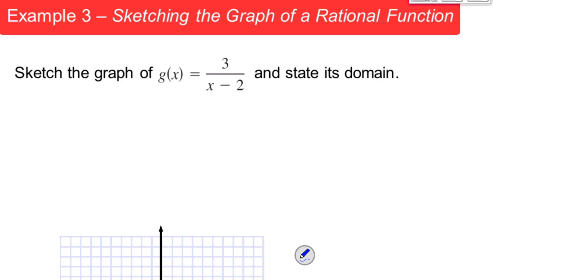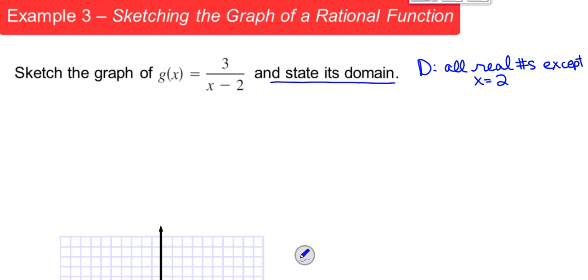So the first thing is the domain. And the domain is found by excluding when the denominator is 0. So the domain is all real numbers except x equals 2. And so we can give that as an interval if we want.